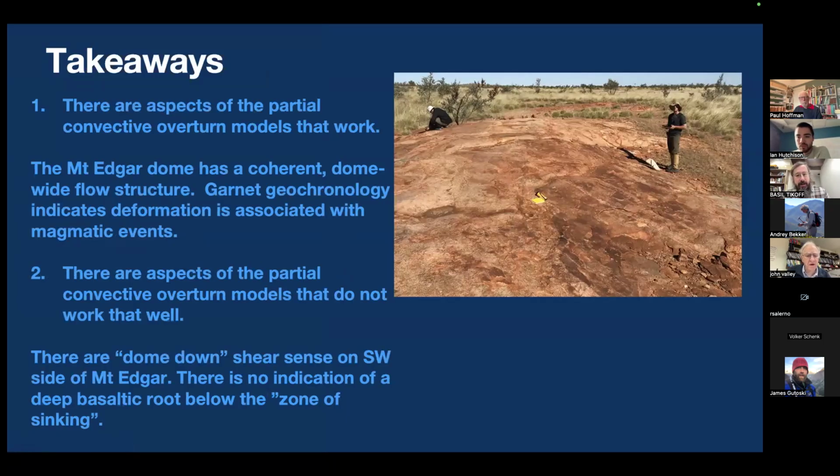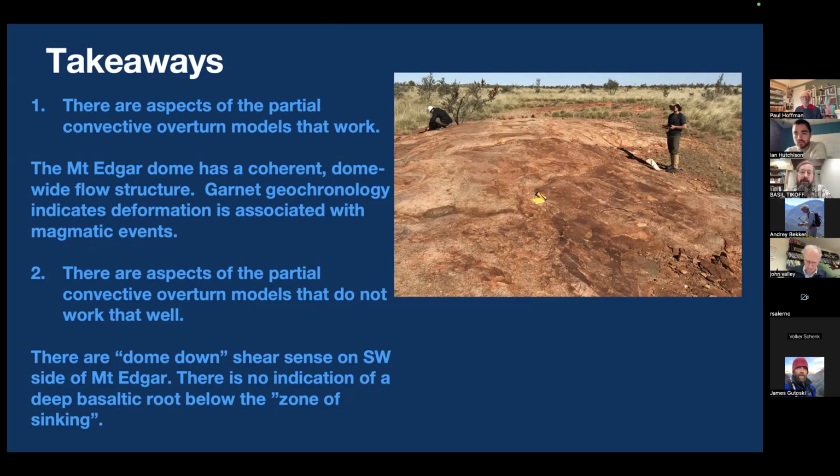So I like to do this. For the people with short attention spans, here's basically the punchline right now. We've been thinking about this idea of convective overturn, which I'll go into, the idea that the dense parts basically get pushed down in the early Earth, and then the domes rise as a result of that. There are aspects of that that work, and there are aspects of it that don't work. Basically, the features from the domes, the internal fabrics, and so forth say this looks like a reasonably good model. The garnet geochronology indicates that the deformation is happening with that magmatism, which is what you'd expect with that model.